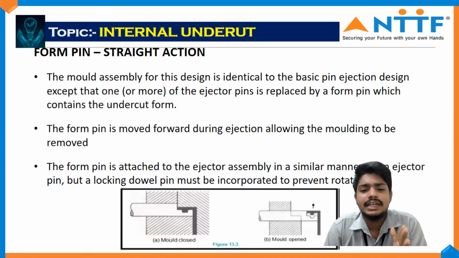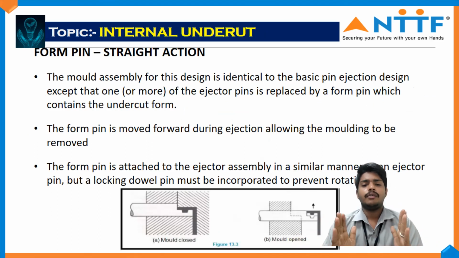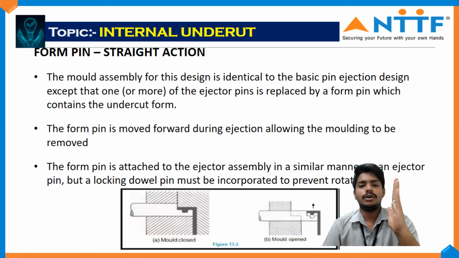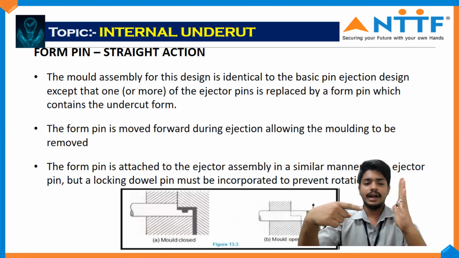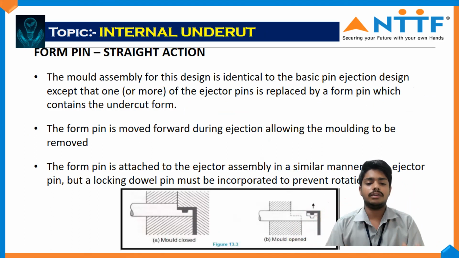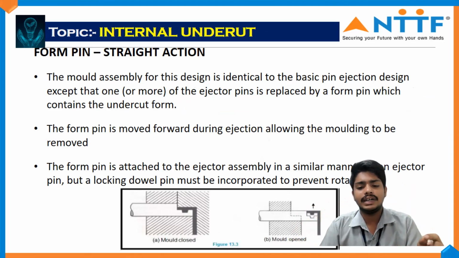The form pin with straight action. This form pin with straight action is similar to the pin ejection design. It is attached to the ejector assembly, where the form pin is moved forward during the ejection, and the molding is removed. First, our mold is attached vertically to the mold axis, where the form pin moves 90 degrees to the mold and the component falls down. The form pin is attached to the ejector assembly in a similar manner to the ejection pin, but locking must be done by incorporating dowel screws to prevent rotation.